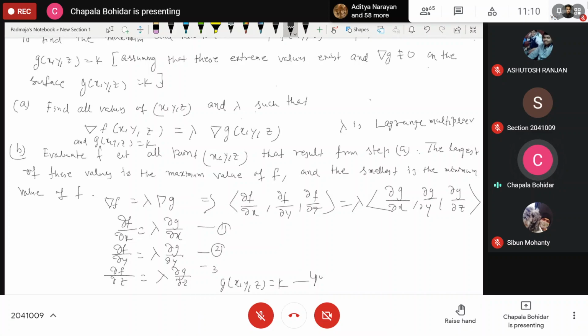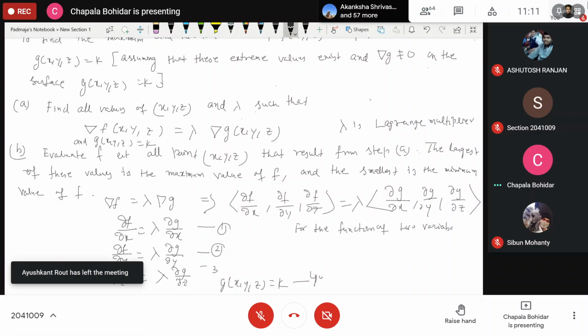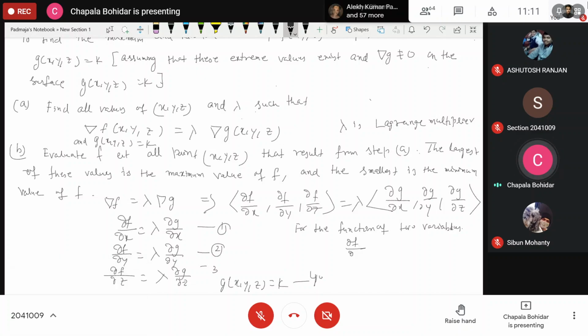For a function of two variables, if we are writing, then del f by del x is equal to lambda into del g by del x. Del f by del y is equal to lambda into del g by del y. Then the constant is given, g of x, y is equal to k. So it is 0, 1, 2, three equations, three unknowns, you can find out.